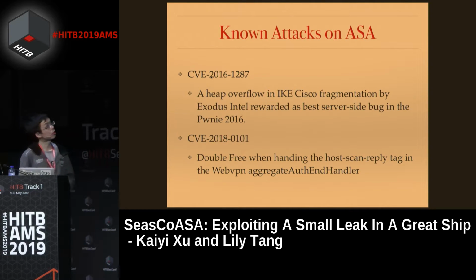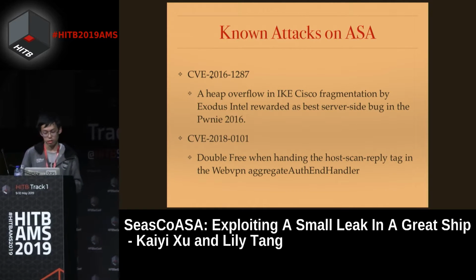A lot of research has already been done against Cisco ASA in the last 3 years. Exodus Intel disclosed a heap overflow in IKE Cisco fragmentation, which was rewarded as the best server-side bug in Pwnie 2017. This bug was successfully turned into an exploit based on a lack of non-execution memory and non-ASLR protection in the previous version of Cisco ASA.